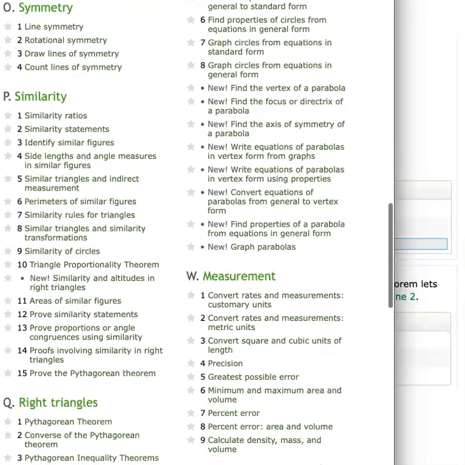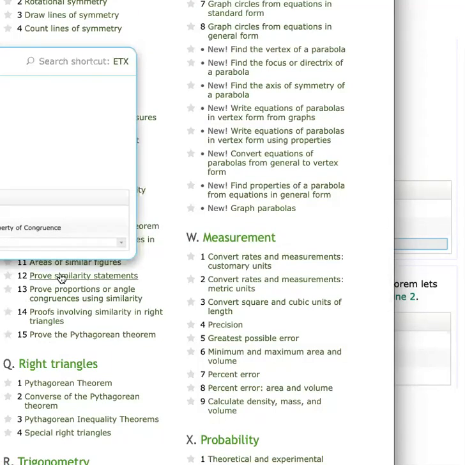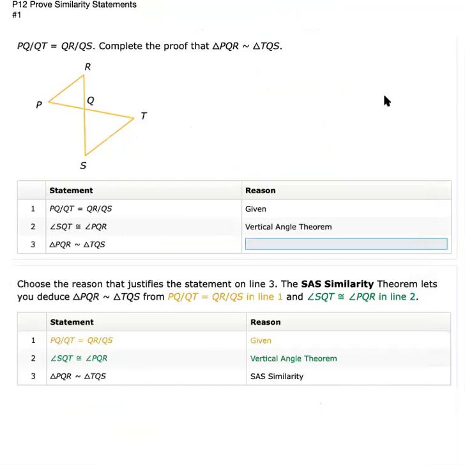All right, we'll be looking at similarity and then going down to P12, prove similarity statements. Okay, so look at some examples here. They're giving us PQ and QT is equal to QR and QS. So it's PQ, QT, so basically this line and these lines combined are going to be equal to each other. Complete the proof that PQR is similar to triangle TQS.